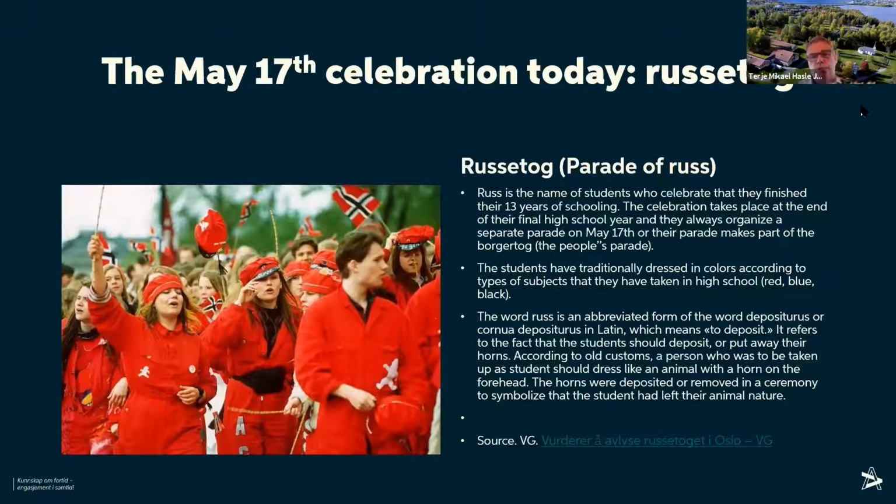I mentioned Russ. This is also an interesting feature in Norway. Russetog, or Parade of Russ. Russ is the name of a student who has finished 13 years of schooling. So it takes place in the final year of high school, and they also always take part in the parade. They could have a separate parade on May 17th, both in the closest city and also in their home community, or they could take part with other organizations.